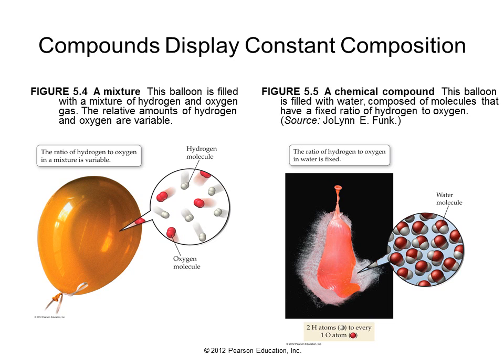Let's look at compounds showing constant composition. A balloon is filled with a mixture of hydrogen and oxygen, so you can have any amount of hydrogen and oxygen. It can vary. Whereas a chemical compound, such as water, here's a balloon filled with water, is made up of an amount of oxygen and hydrogen to form the water molecules, always 2 atoms of hydrogen to 1 atom of oxygen.